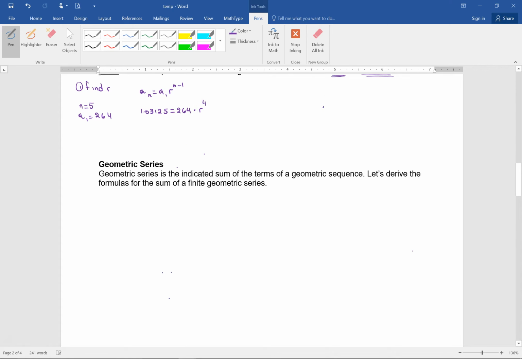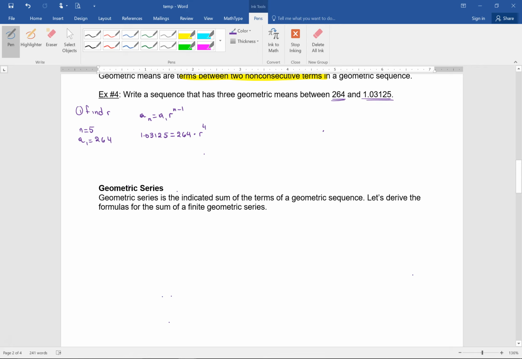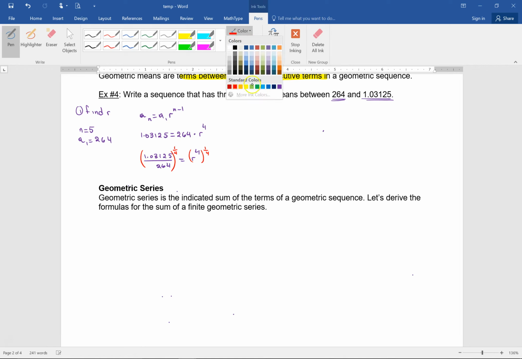Right? So now what do we do to get r? Divide by 264. So 1.03125 divided by 264 is equal to r to the 4. And how do I get rid of that exponent? Multiply or raise it to the power of 1 over 4. And now r is all of this raised to the power of 1 over 4. We plug that into our calculators and we get that r is equal to 0.25. It's just a quarter. That's all it is. All of that is just a quarter.